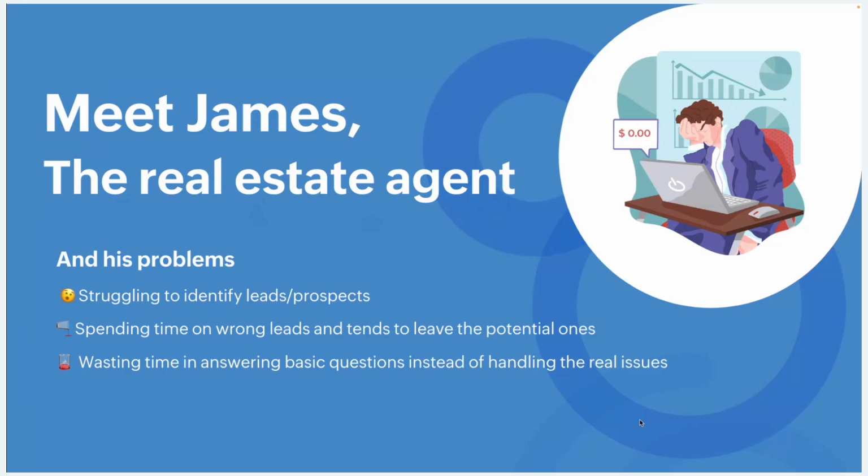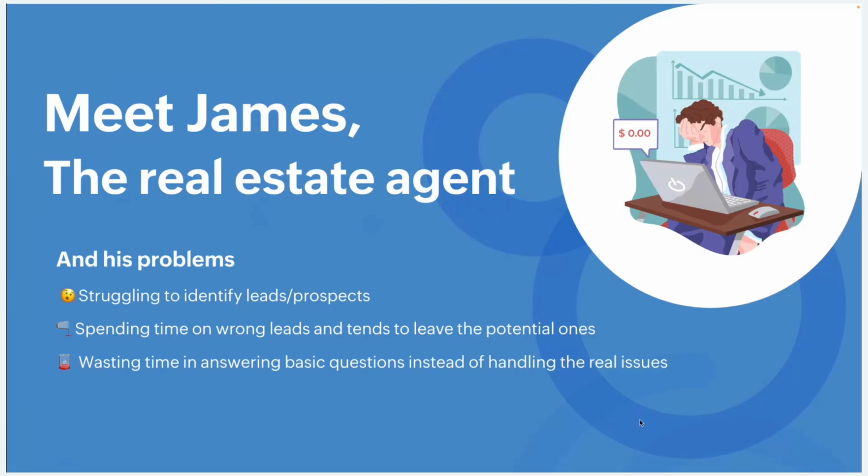He is unable to identify his potential leads and always ends up talking to the wrong ones. He also wastes his time answering basic questions and tends to leave the real issues where his customer actually needs help. So ultimately, he's losing customers and the sales are going down. But James has figured out a way to manage all these problems with a chatbot. I'm sure you also have gone through the same issues with your business. But let's see what James has done.